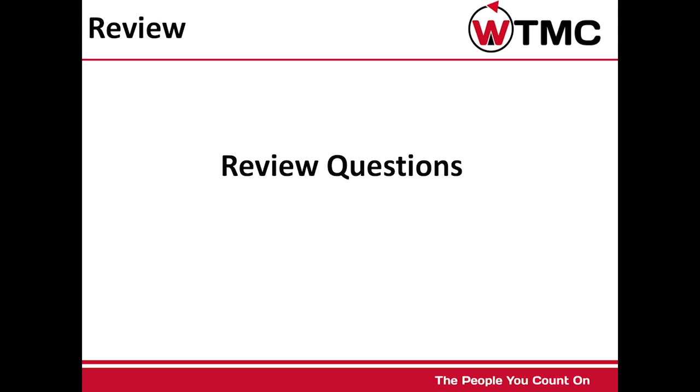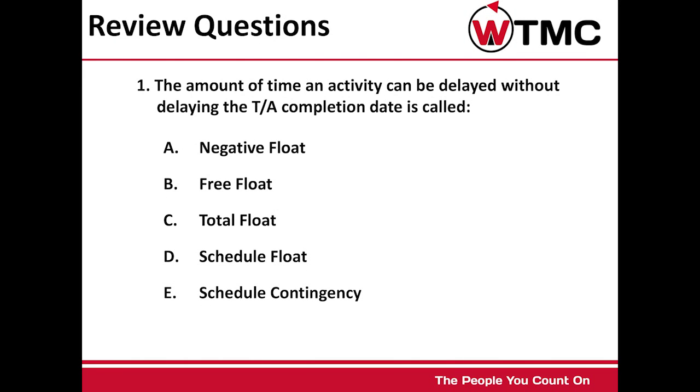Review questions. Review question number 1. The amount of time an activity can be delayed without delaying the turnaround completion date is called A. Negative float, B. Free float, C. Total float, D. Schedule float, E. Schedule contingency. If you answered C. Total float, you are correct.